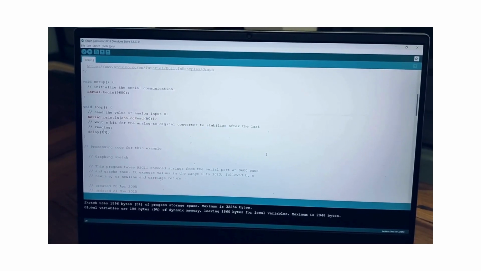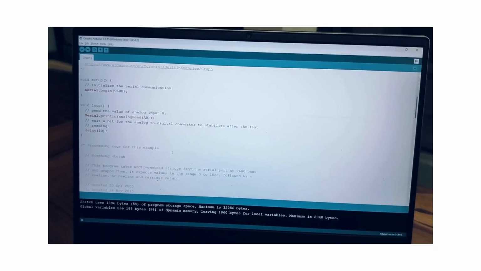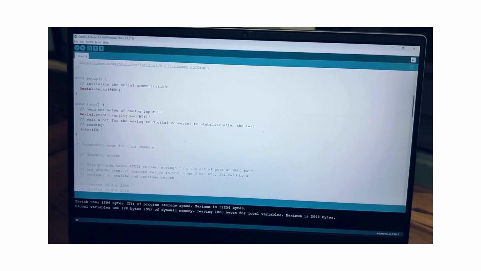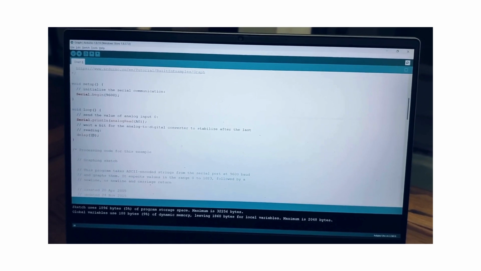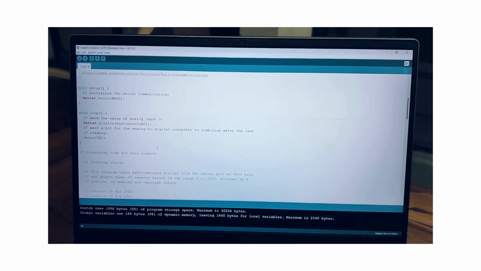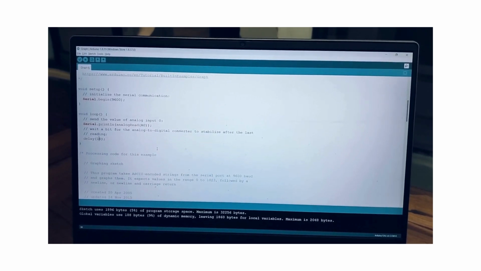Let us understand how the circuit works. When the intensity of light increases, the resistance goes down and the voltage at the A0 pin increases. Let's see this on the screen. This is the code for showing the output through the Arduino IDE. Here I give a delay of 10 milliseconds, which means it accepts the input and shows the output after every 10 milliseconds. So now we can see the output graph through the serial plotter.